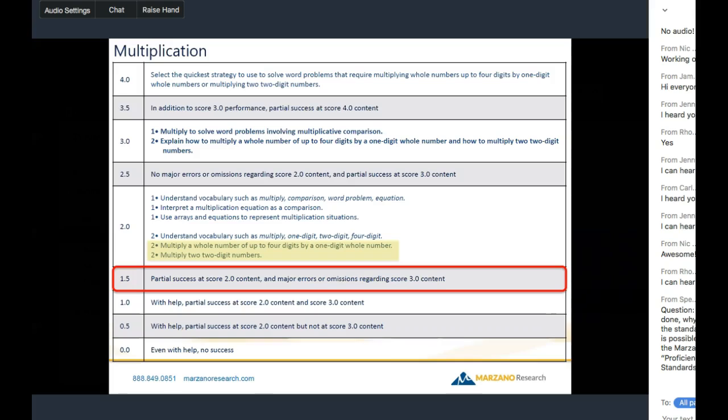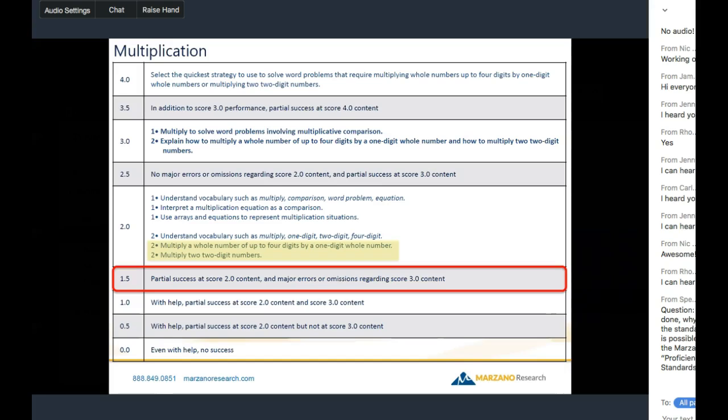So you can translate this into a score on the proficiency scale. You can say, oh, they have partial success at Score 2.0 content and major errors or omissions regarding Score 3.0 content. So they're at a 1.5 level. But here's the really powerful part. You can talk to the students about their assessment results, and you can say, you know what, here are the things that you are great at. You are really good at interpreting a multiplication equation as a comparison and using arrays and equations to represent multiplication situations. You're knocking it out of the park. You did great at that. Here's what you need to work on. You need to work on multiplying multi-digit numbers, and then the student can work on that. And really, if they get that going, they'll be doing just fine.